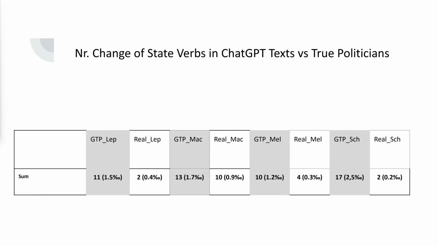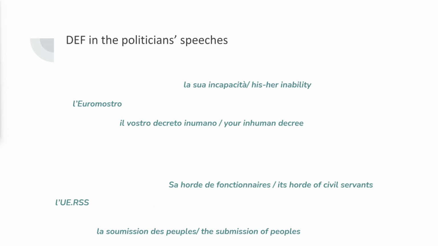And the quantity of such verbs is higher in ChatGPT text, generated text, than in true politician text. So this is a table about this distribution. Okay. What about definite description? We see here some examples of definite description. So you know already the Euromonster here, but we can also mention other examples.